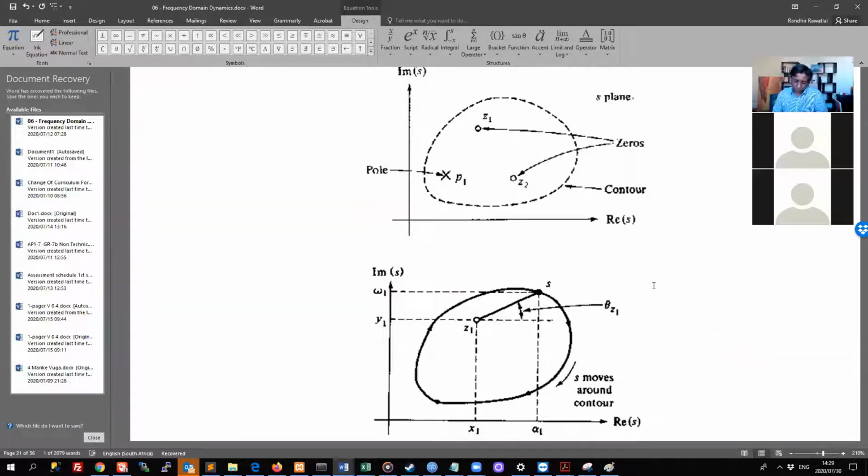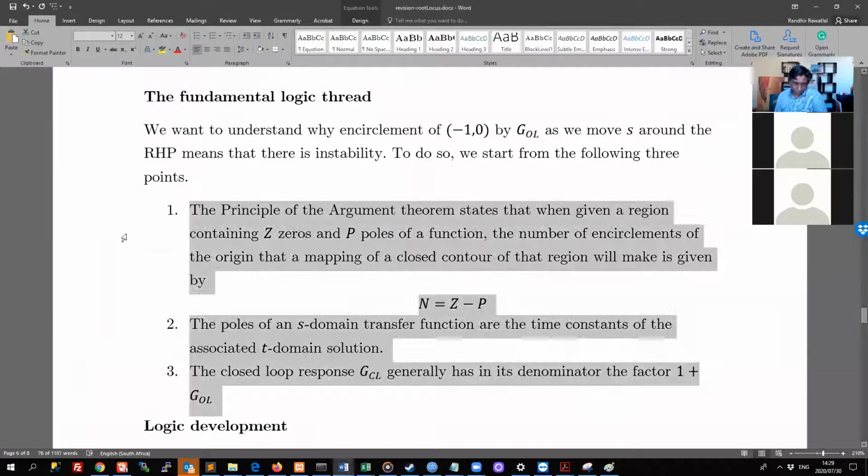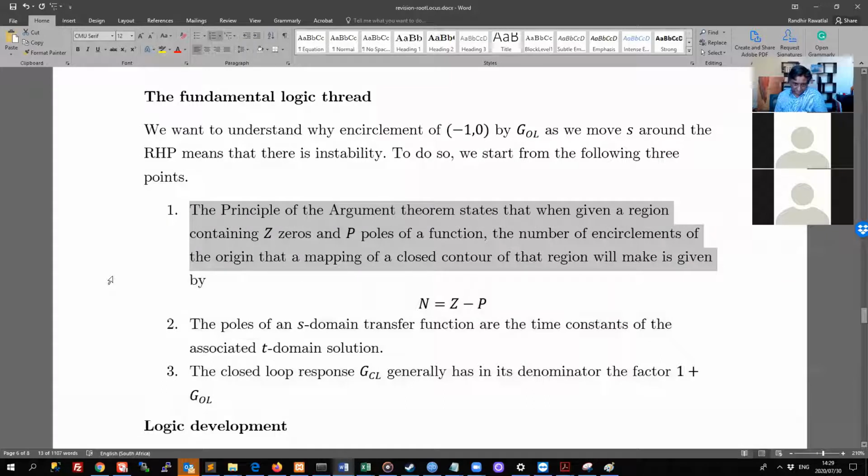So that's the principle of the argument. Spend a bit of time just understanding what that's saying. This one is about mapping in the F-plane, observing how many times we enclose a certain area there, and then that relates to the S-plane and the difference between the number of zeros and the number of poles. So let's take this part as a given.